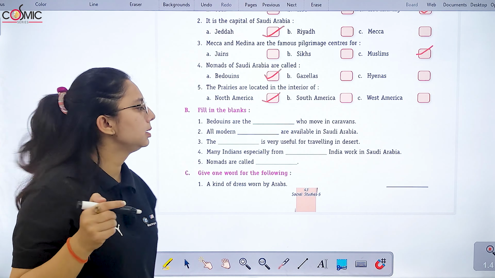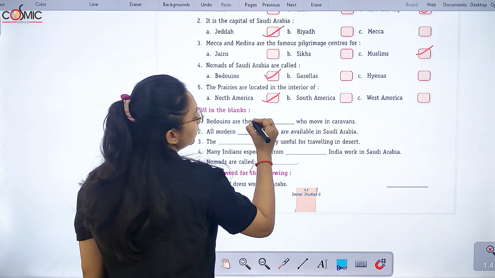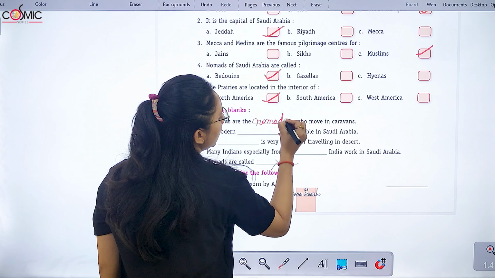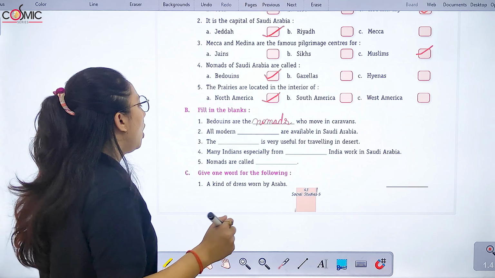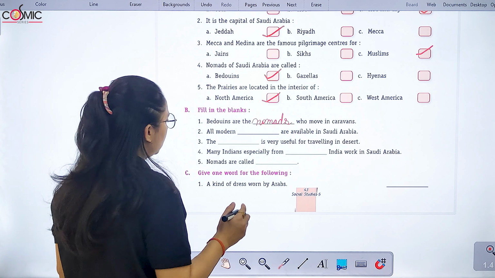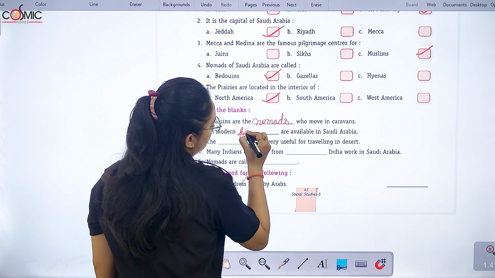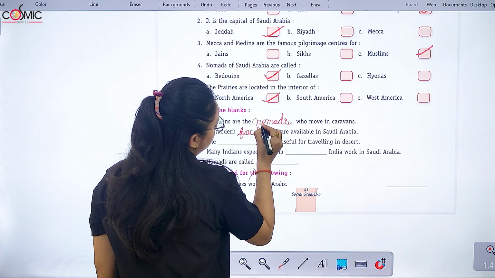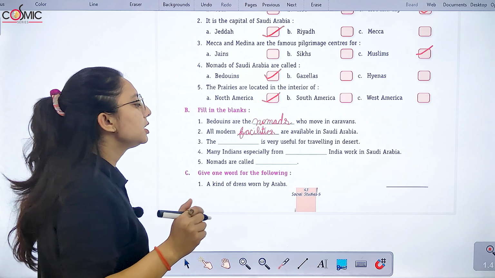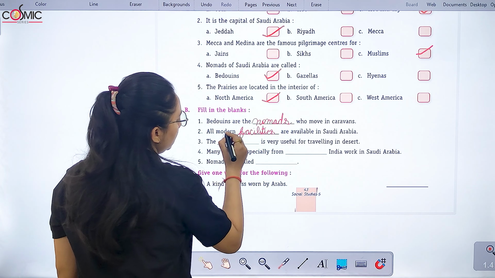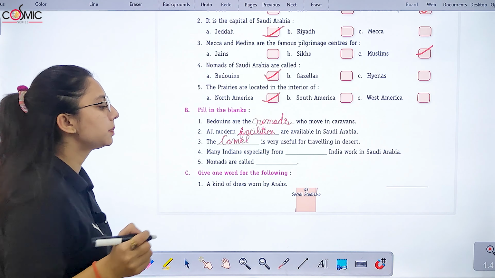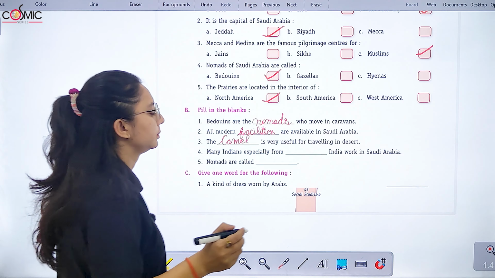Now fill in the blanks. Bedouins are the nomads. Who are they? Nomads are those who move in caravan. All modern dash are available in Saudi Arabia. All modern. The dash is very useful for traveling in desert. So what is it? Camel. Many Indians, especially from dash India.